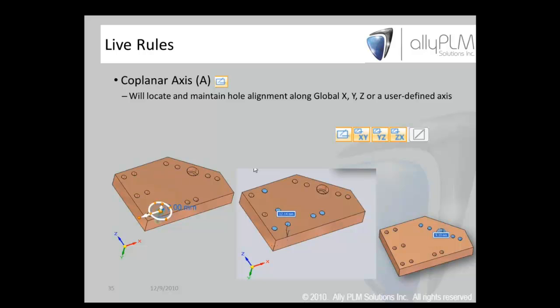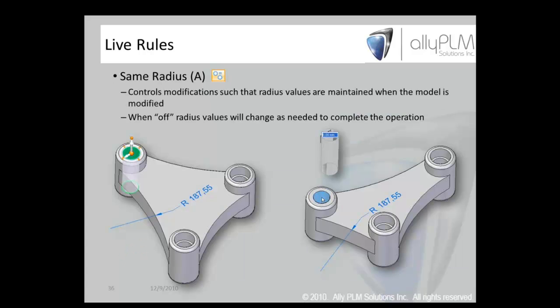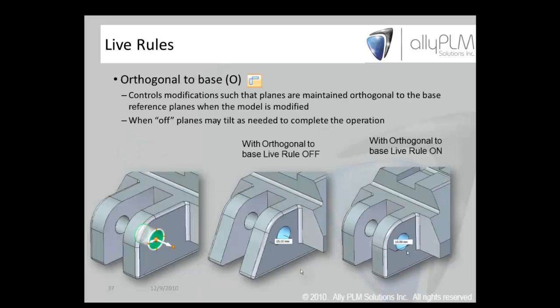Same radius, it's going to control such that radius values are maintained when the model is modified. So in this example, you see we're just kind of free form moving the hole on the end with the green select set. And notice with this live rule how the adjacent arcs with the radius of 187 maintain as we move it around.